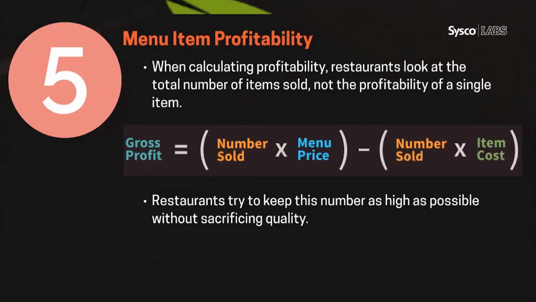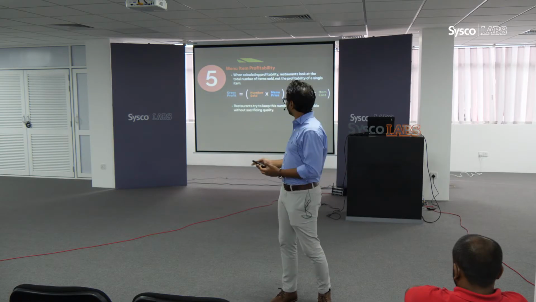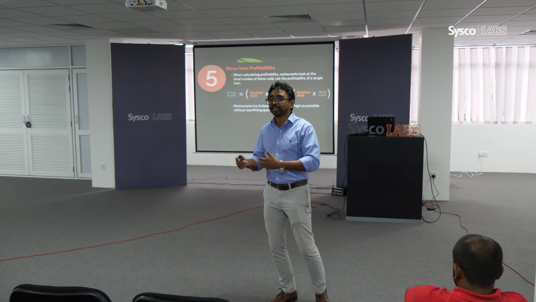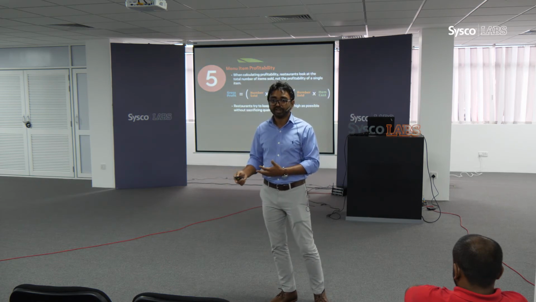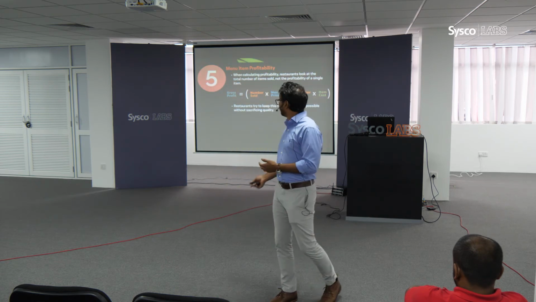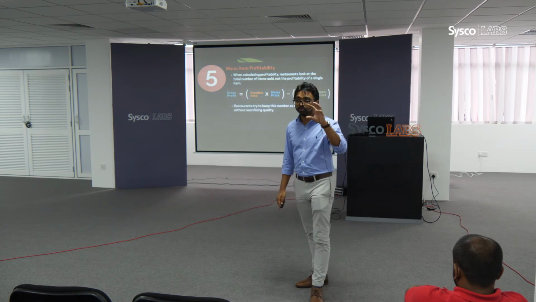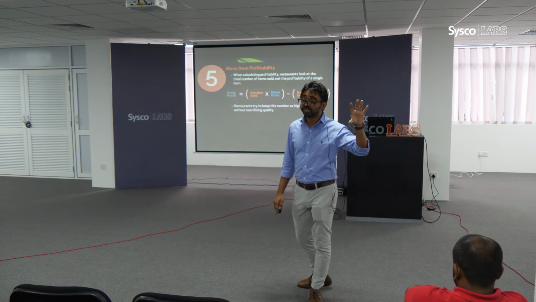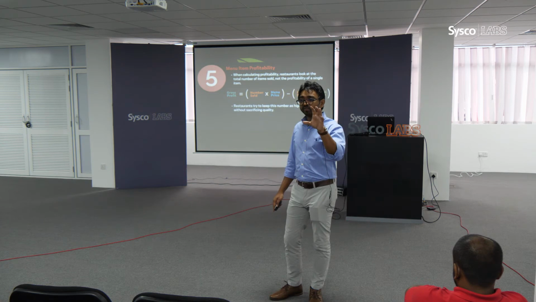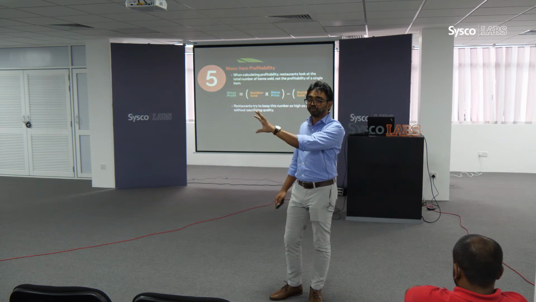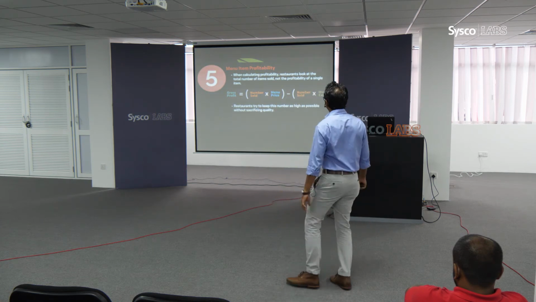What is the cost it takes for me to make this item versus how much am I making out of this item? Naturally, if you have something which is higher, you would want to promote that item and sell more, right? They have to look at the number of items as well. So it's not like you do this per item, you do it for the number of items that you sell versus how much cost you have taken up to make those items.